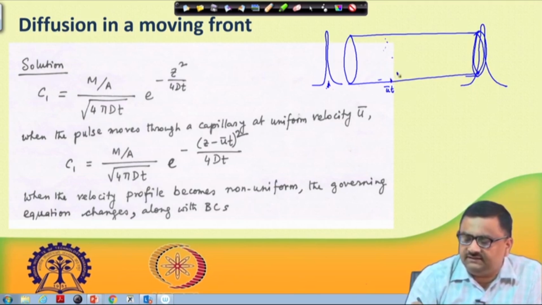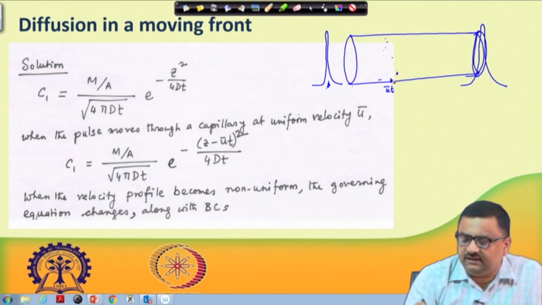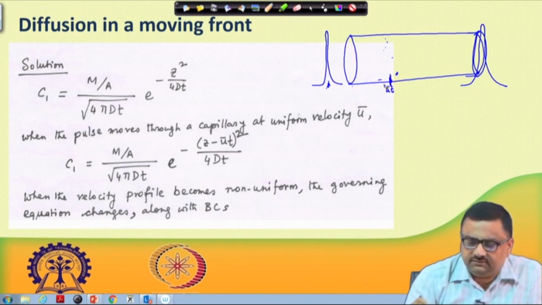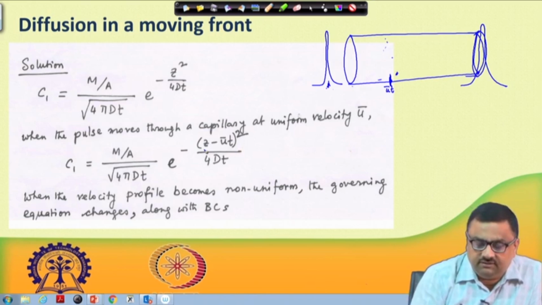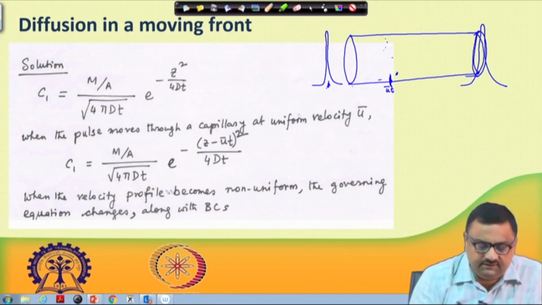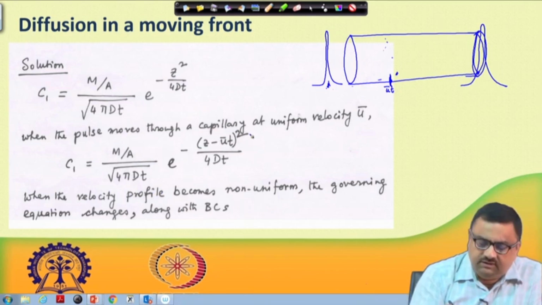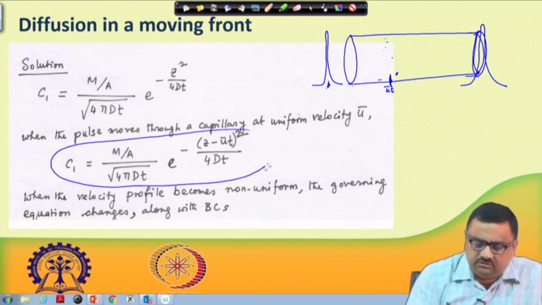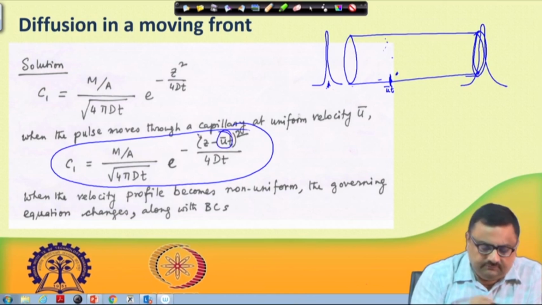Say, let us say I am looking at, this is my new Z. So, first thing you have to do is subtract u bar t from that Z. So, then you are talking about Z with reference to this. So, this correction has to be done with Z. So, we are talking about a moving coordinate system. So, when a pulse moves through a capillary, these must be taken into account, particularly this part.